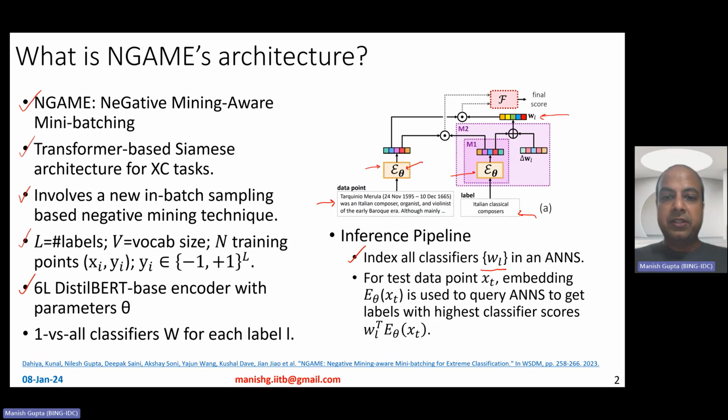Now, when a test point comes in, you essentially pass the test point through this embedding block and get its embedding. This embedding is used to query the approximate nearest neighbor search index so as to get the labels with high classifier scores. The classifier scores, of course, are going to be computed as a cosine similarity between the classifier WL and the embedding representation for the test point XT. That's what you do. You just find nearest neighbors using the approximate nearest neighbor search index lookup. And more or less, those are the ranking scores that you could directly use to do inference.